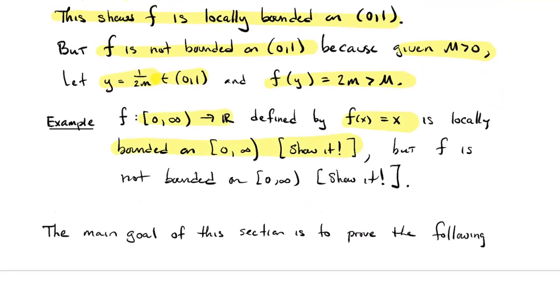I'm going to leave the details to you. I would recommend you stop the video and work it out. It's not going to be too tough, but it's good to practice the definition. But it's certainly not bounded. It's not bounded because the output is the input and the inputs aren't bounded, so the outputs aren't bounded.